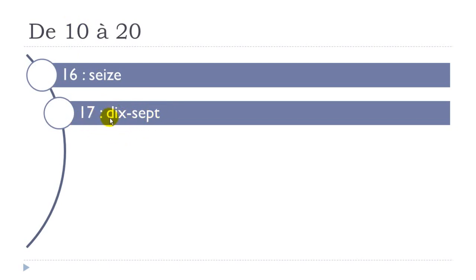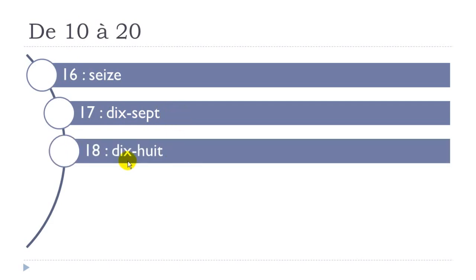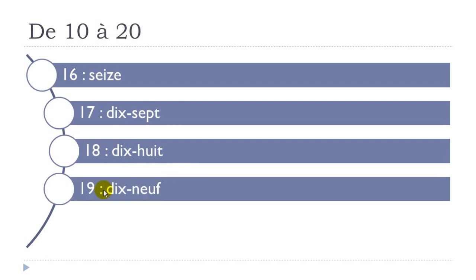But then for the pronunciation, 17, okay, so you don't insist on the S, 17, okay, then 18, so you will make this little link between the two, the liaison, 18, okay, then 19, okay, E-U-E, 9, 19.